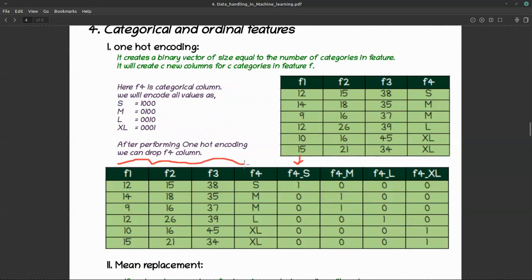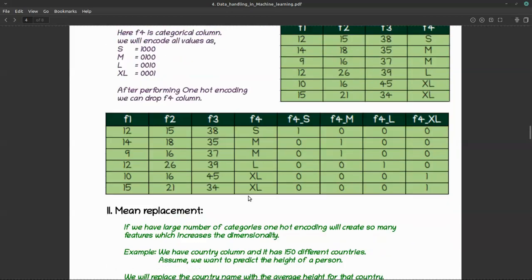So I will have F1, F2, F3, F4. You can drop this column because it is now not useful. This data is preserved in 4 columns, because I have 4 different categories. If it is small, small would be 1, and medium, large, and XL would be 0 by default. If it is medium, F4 underscore M would be 1, and the rest would be 0, and so on and so forth. But the problem is, let's say you have a country column with 150 or 200 odd countries. If you apply one hot encoding, you will have 150 more columns, which is nothing but dimensions. So your dimensionality would increase.